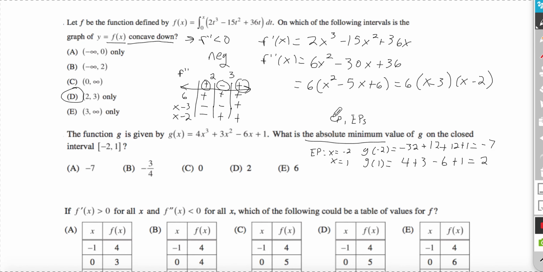All right, but I also got to check my critical points. So what are my critical points? Let's find the derivative. Critical points are where the derivative is 0 or does not exist. So my derivative is 12x squared plus 6x minus 6. That looks like it factors. I can factor out a 6, and that will leave me with 2x squared plus x minus 1, right?